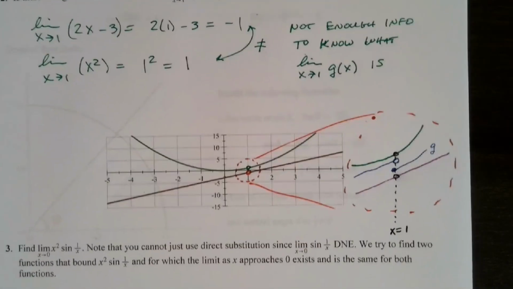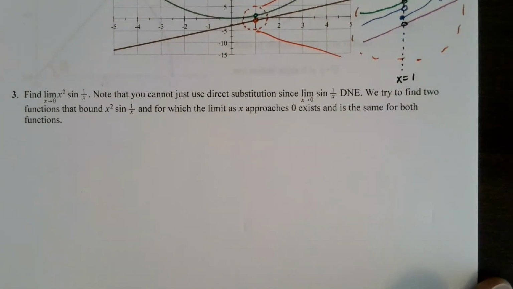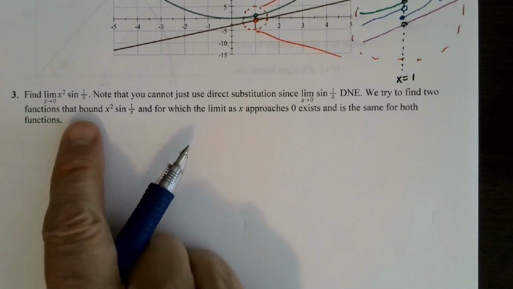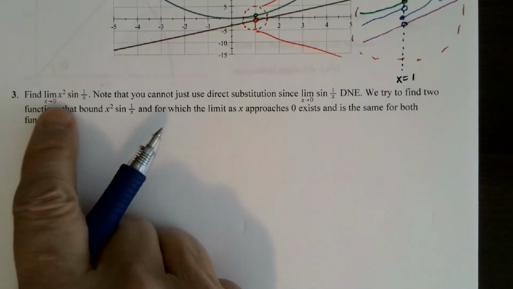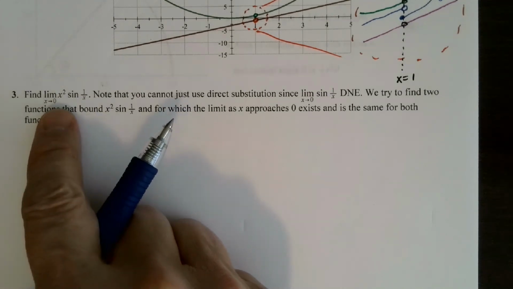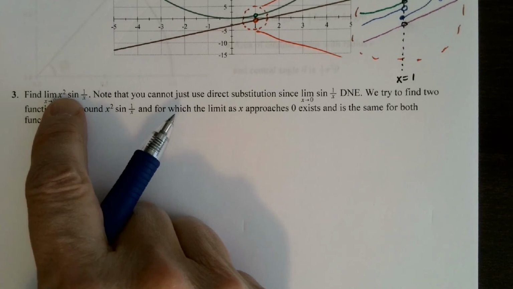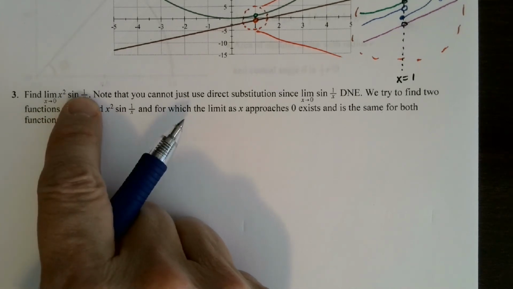Let me show you one more case, and then we'll move on and find that limit we were talking about. This one actually involves a trig function. Let's find the limit as x approaches 0 of x squared times sine of 1 over x. Now, we can't just use direct substitution. You say, well, I can plug in 0. 0 squared is 0. 0 times anything is 0. But it doesn't work that way.